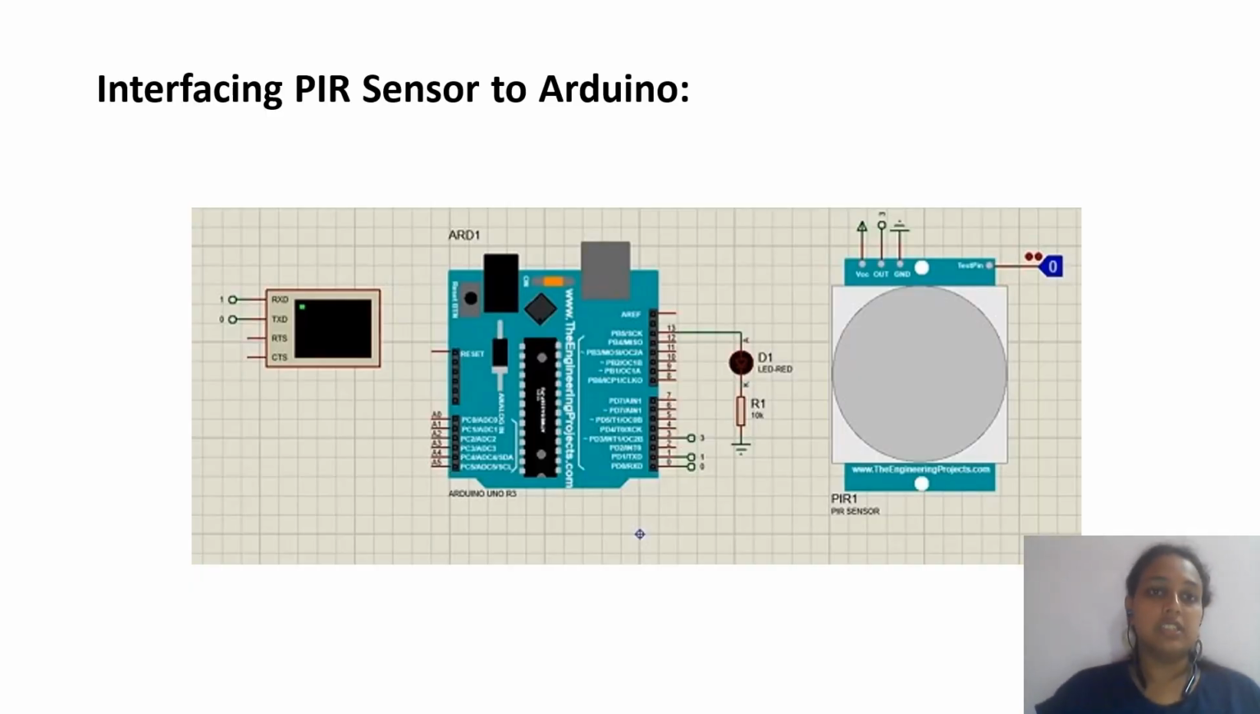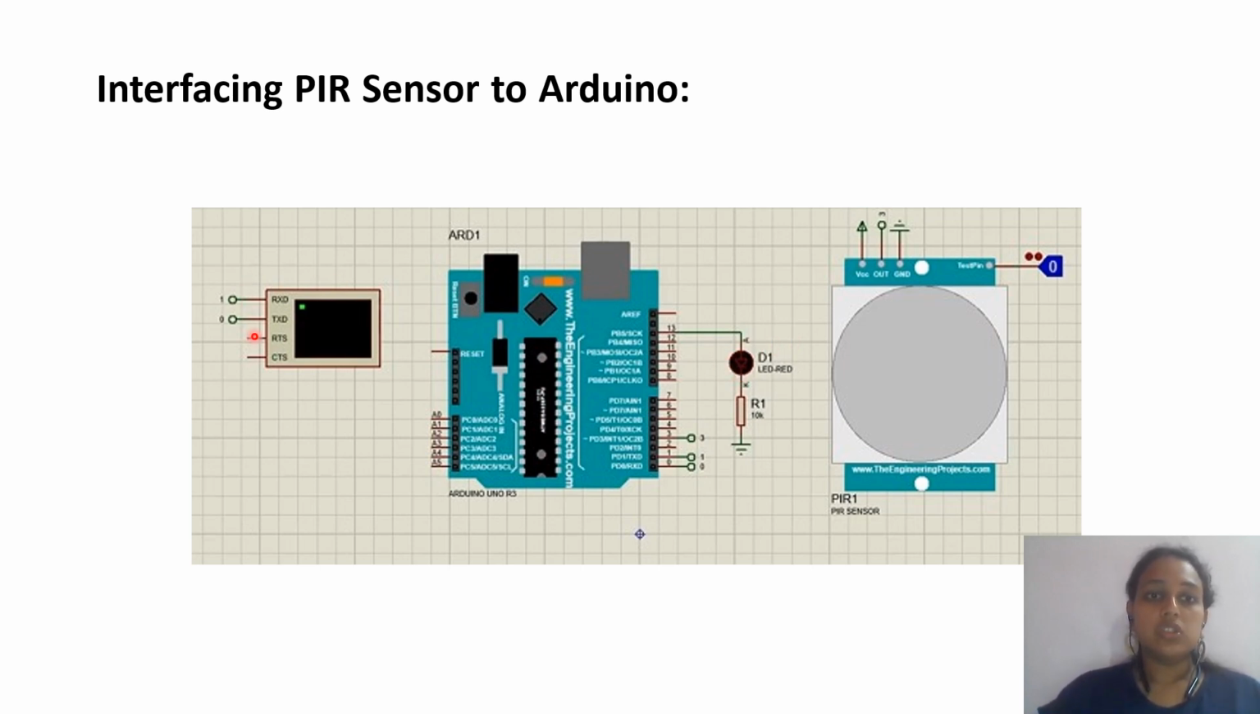So my first simulation is interfacing the PIR sensor to the Arduino. Here, pin 1 is my ground, where ground is given. Pin 2 is the VCC, where power is given. And pin 3 is my output, which is connected to pin 13 of the Arduino. At the Arduino, I have connected an LED and a resistor of 10 kilo ohms. And at the test pin of the sensor, I have used a logic state. So whenever the logic state turns from 0 to 1, it will be indicated by this red LED.